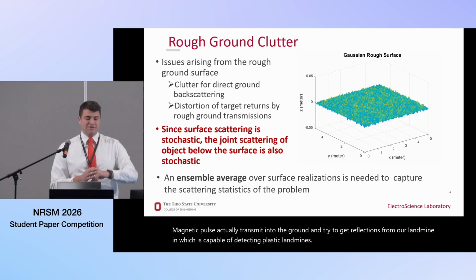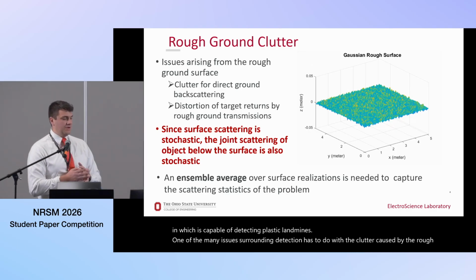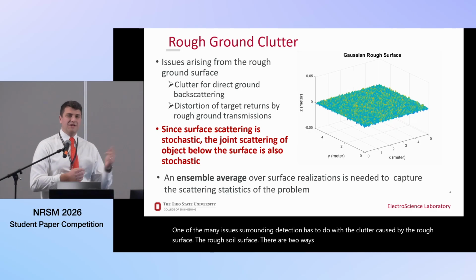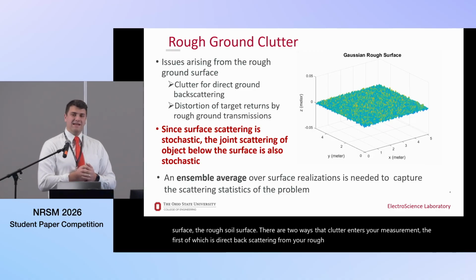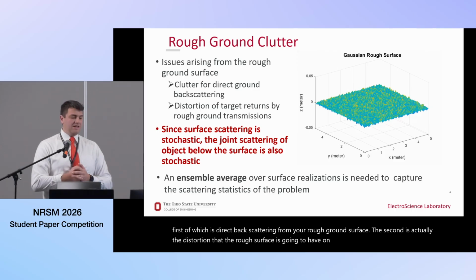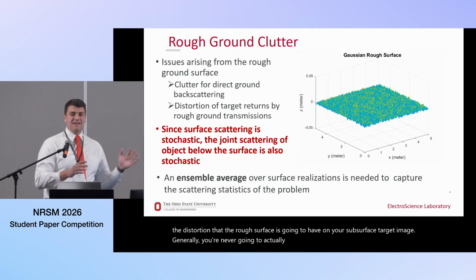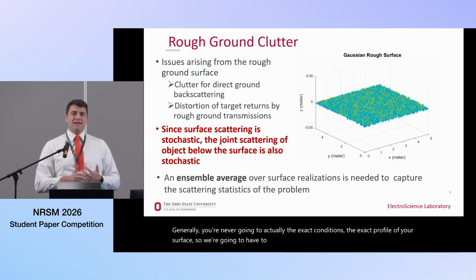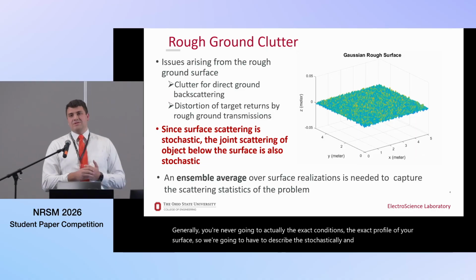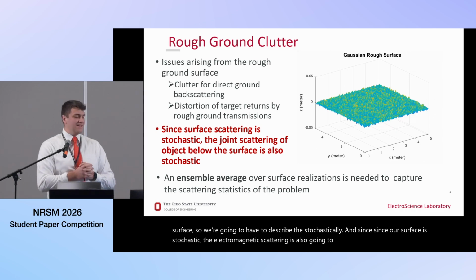One of the many issues surrounding detection has to do with the clutter caused by the rough soil surface. There are two ways that clutter enters your measurement. The first is direct backscattering from your rough ground surface. The second is the distortion that the rough surface is going to have on your subsurface target image. Generally, you're never going to actually know the exact conditions, the exact profile of your surface. So we're going to have to describe it stochastically. And since our surface is stochastic, the electromagnetic scattering is also going to have to be described stochastically.